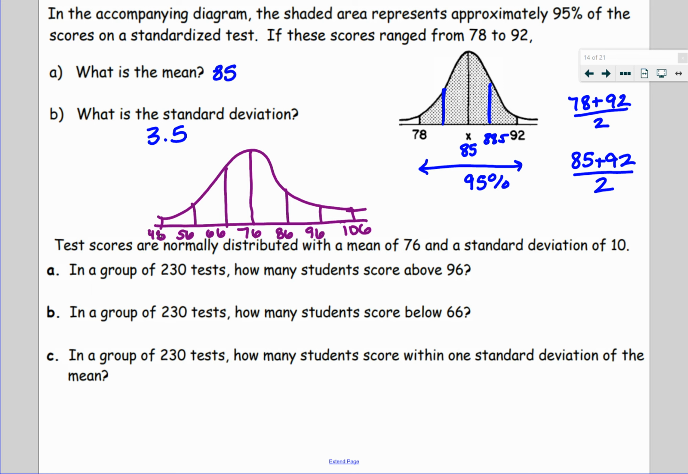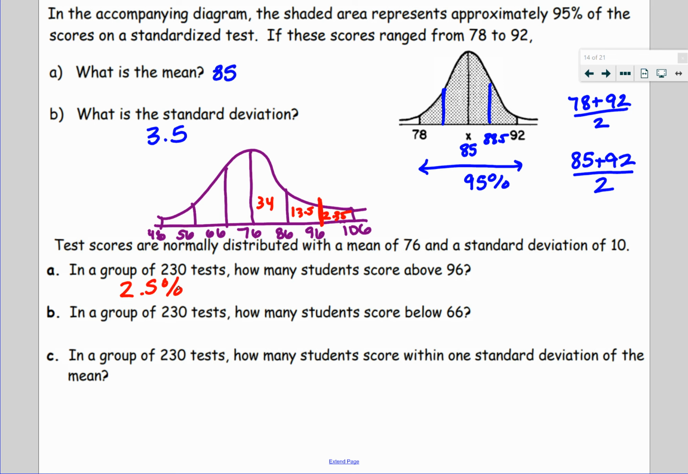All right, in a group of 230 tests, how many students scored above a 96? So before we answer that, let's figure out the percent of students that scored above a 96. You can superimpose your percentages on there. We've got 34 here, we've got 13.5 here, we've got 2.35 there. Above a 96, what percent is that? You know, 50 is to the left of 76. 2.5%, perfect.